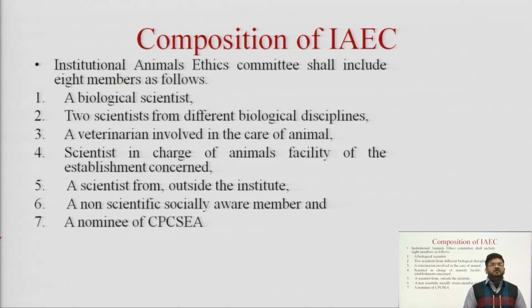As well, we have studied the composition of the Institutional Animal Ethical Committee, which consists of 8 members: a biological scientist, 2 scientists from different biological disciplines, a veterinarian involved in the care of animals, a scientist in charge of the animal facility of the establishment concerned, as well as a scientist from outside the institute, a non-scientific, socially aware member, as well as a nominee of CPCSEA.